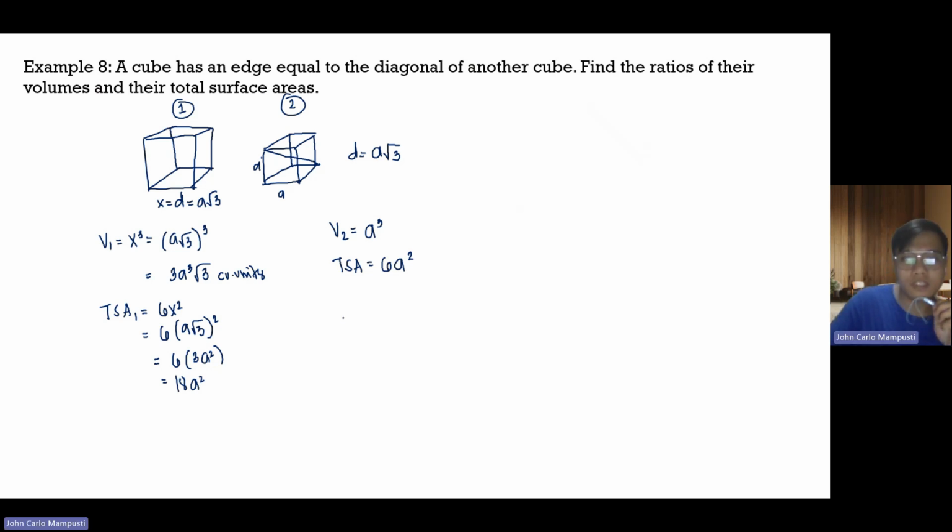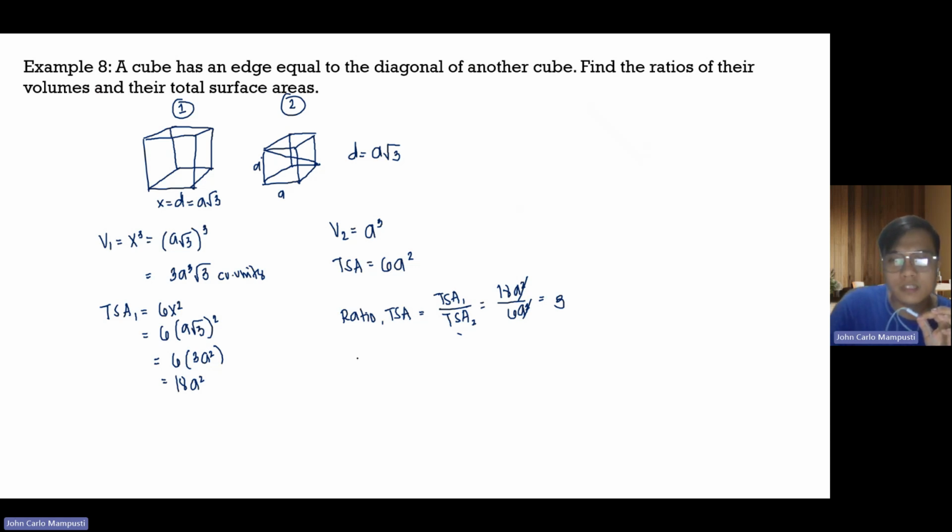So, kunin natin yung ratio ng kanyang total surface area. So, this is equal to, okay, TSA ng larger or nung cube 1 natin over yung TSA or the total surface area nung second cube natin. This is 18a squared over 6a squared. So, cancel yan. Therefore, this is equal to 3. Ibig sabihin, 3 times na larger yung kanyang total surface area.